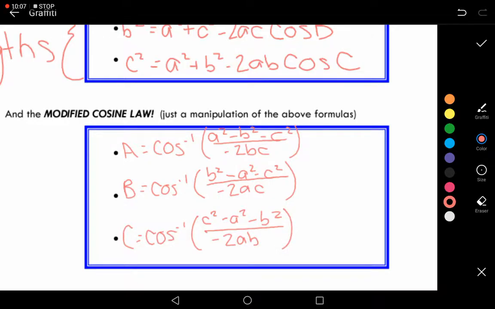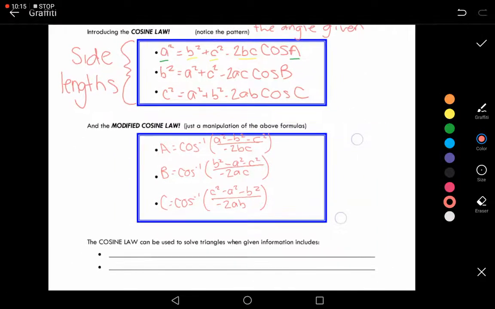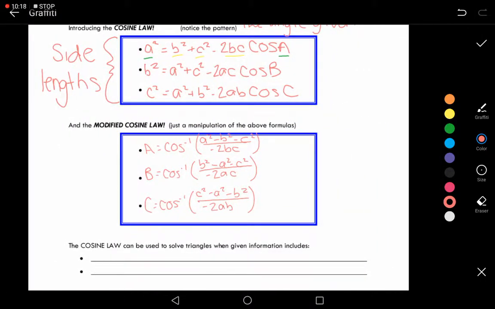Again, these are just equations. Yes, they look a little bit confusing, but they are simply just equations. So as long as you know how to use substitution, you are all good. And obviously, we are going to use these formulas to find angles. Just have those in front of you and use that to your advantage.